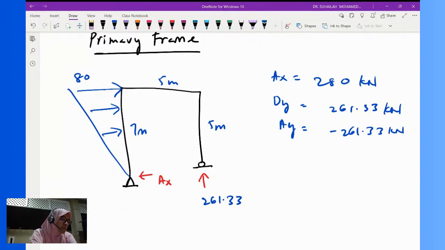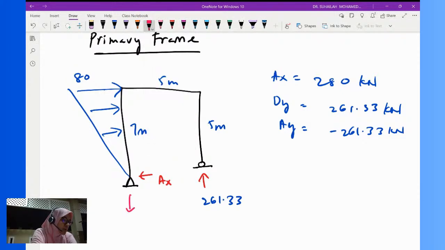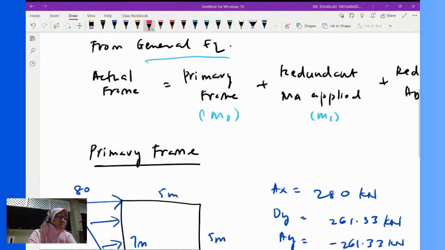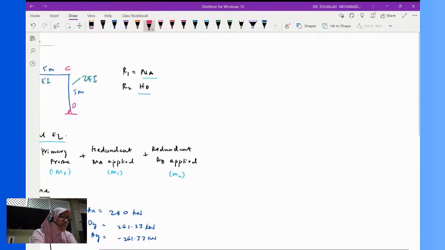AY is negative 261.33 and AX is 280. Whichever you choose, the values depend on your redundant.